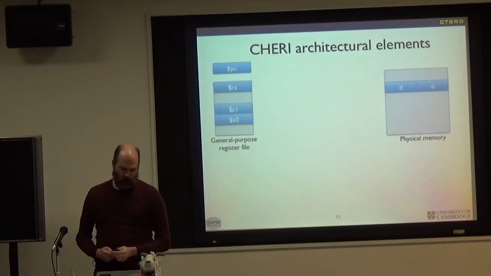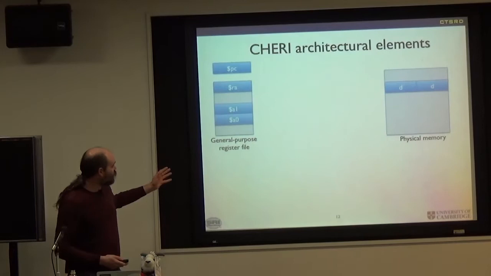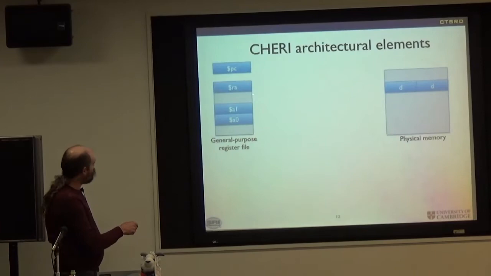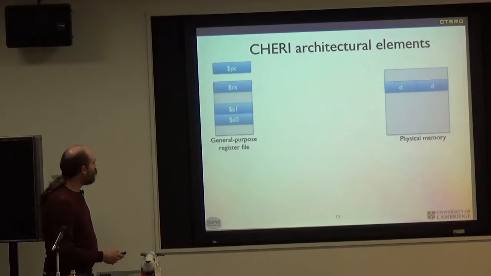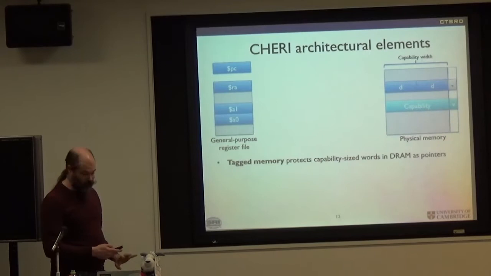Here we start off with a conventional register machine. We have a regular integer register set on the side, and we have some physical memory, some stuff in it. It might be pointers, it might be data. The capabilities, we have larger capabilities, and they have a tag that's added to them, I've already mentioned. We've also added a capability register file.